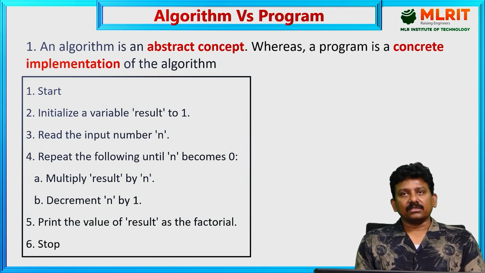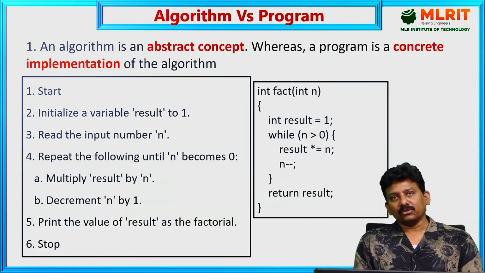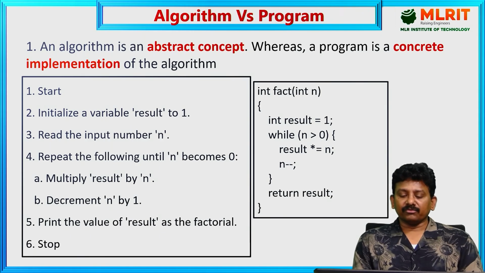But what is a program? To write a program, we need some programming language like C. Without a programming language, we cannot write a program. So a program is a concrete implementation of the algorithm. Algorithm is an abstract concept. Here in C language, the name of the function is fact. It is of type integer. The parameter is n. N is of type integer.